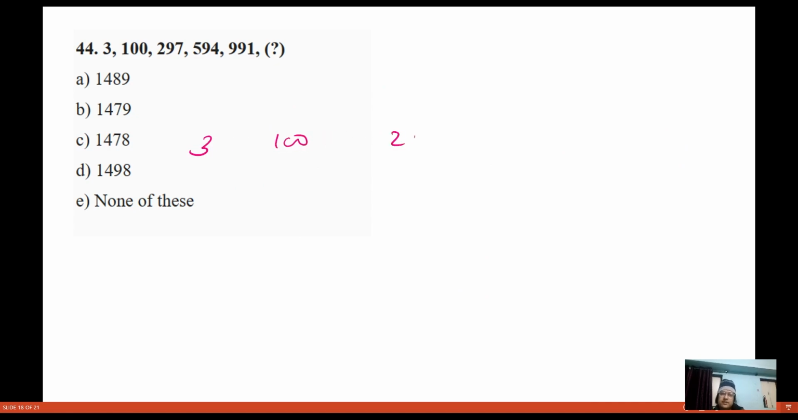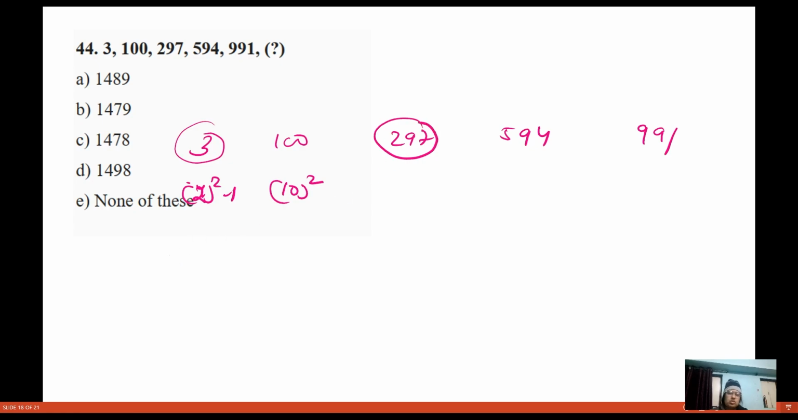So let us look at some logic we can get here. 594 and 991. If we go by square logic, see this 3 you can take either as 2 square minus 1. This is 10 square. This 296 is also the square of something. So what is the possible number for which 296 is a square? 24 is not possible, 19 is not possible. Let us see some number.